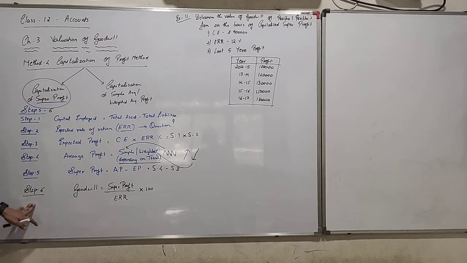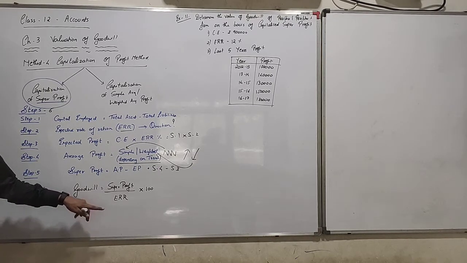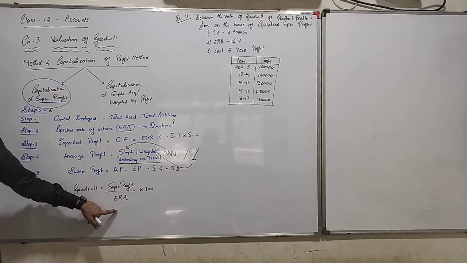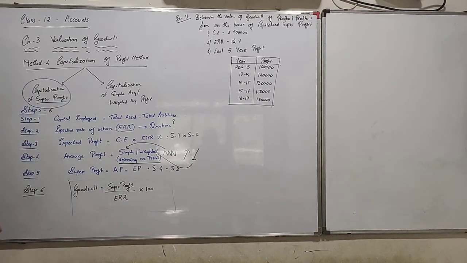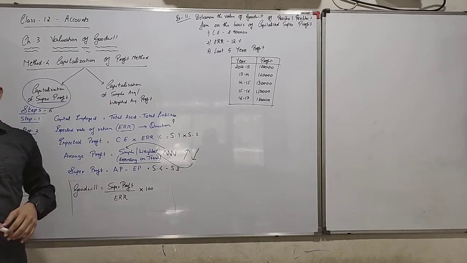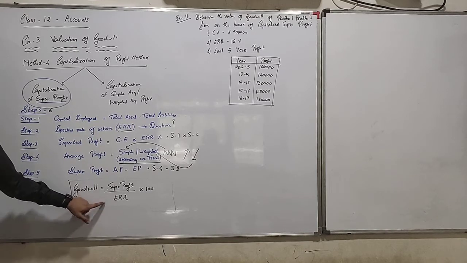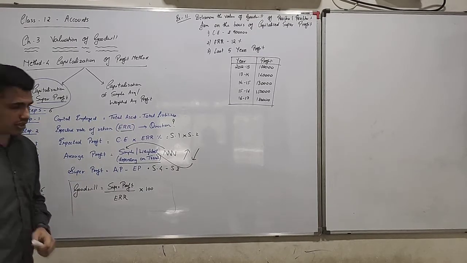And finally step number 6, which is different, that is goodwill equals super profit upon ERR into 100. Friends, you are supposed to focus on this step because compared to our previous method, that is method number 3, the super profit method, only this step is changing. Apart from this, the first 5 steps remain the same.